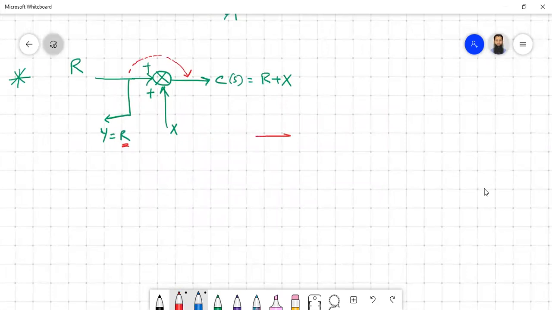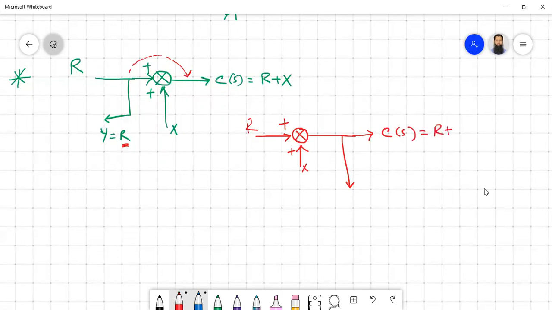So if we keep the summing junction, this is your X, this is your R, plus plus. Now if you take the pickoff point from here, you are taking the output. So what is our output C of S? It is basically R plus X. So whatever value you are taking here, say Z, is R plus X. But what you should have been taking is only R. So you have to subtract the X.